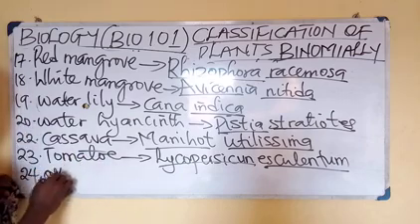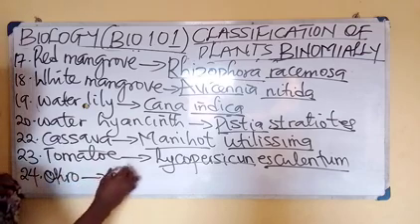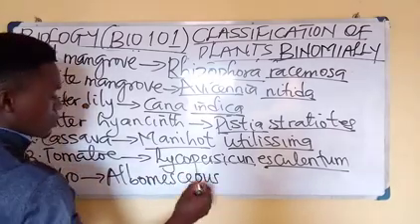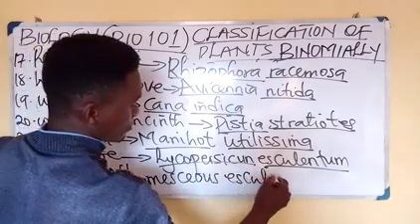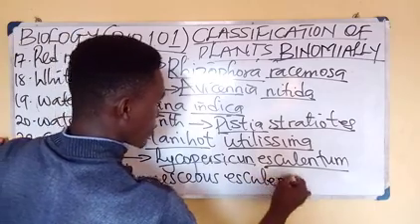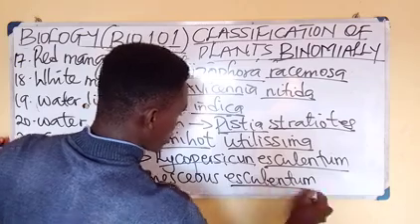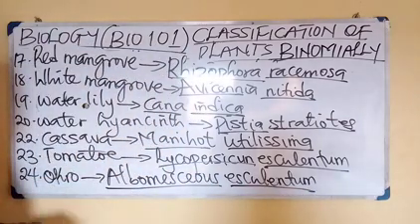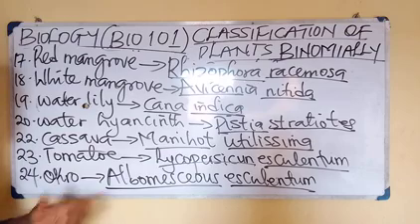Okra is Abelmoschus esculentus. All right, Abelmoschus esculentus. You must underline separately. So these are very easy, very easy names. Okay, very easy stuff.